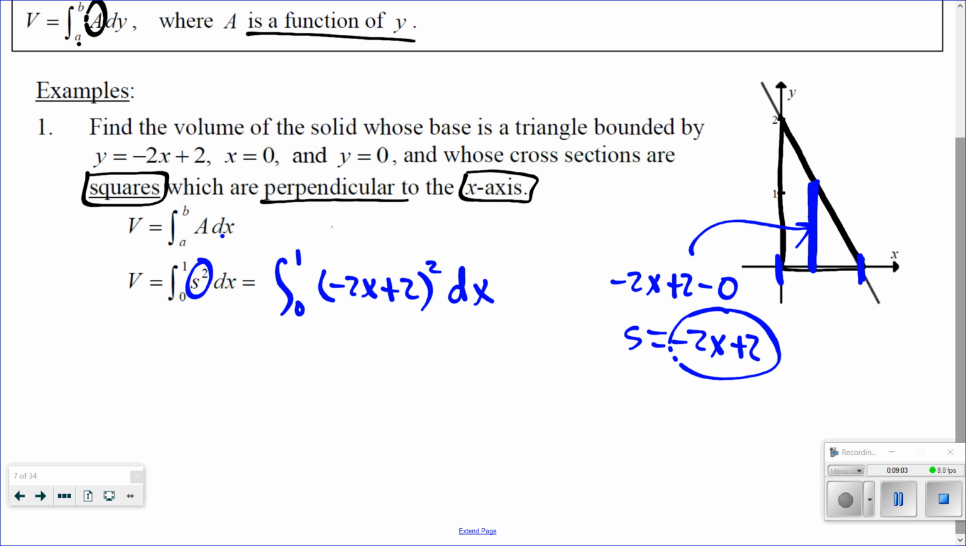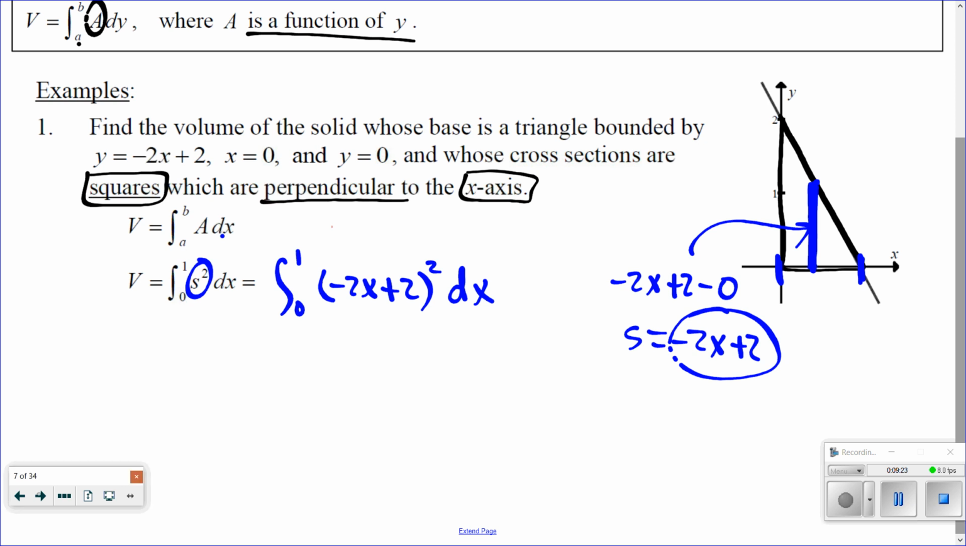I'm not actually going to go through and integrate that just for the sake of time. I just want to make sure that we know how to do the setup, right? We ought to be able to solve that if we want to. Okay, so that's one example. Let's do another one that's not squares, and we'll also do one that's perpendicular to the y-axis so you can see that.